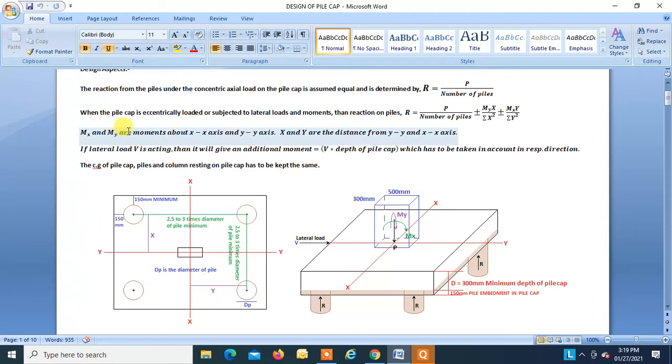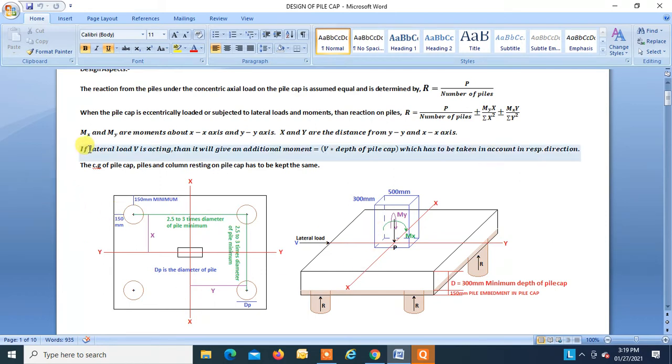Now Mx and My are moments about the xx and y axis. So this is the xx axis, Mx is about xx, and this is the y axis, My is about y, right? And x and y are the distances from y and xx. So this is distance x from y, this is distance y from xx.